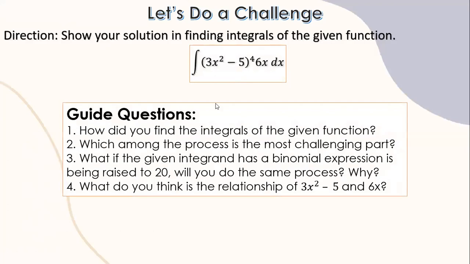First, let's have the guide questions. Number 1, how did we find the integrals of the given function? Number 2, which among the processes is the most challenging part? Number 3, what if the given integrand has a binomial? Paano daw kapag raised to 20 na to? Hindi lang siya raised to 4. Will we be doing the same process of expanding the binomial, and why? Number 4, what do we think is the relationship of 3x squared minus 5 and 6x?